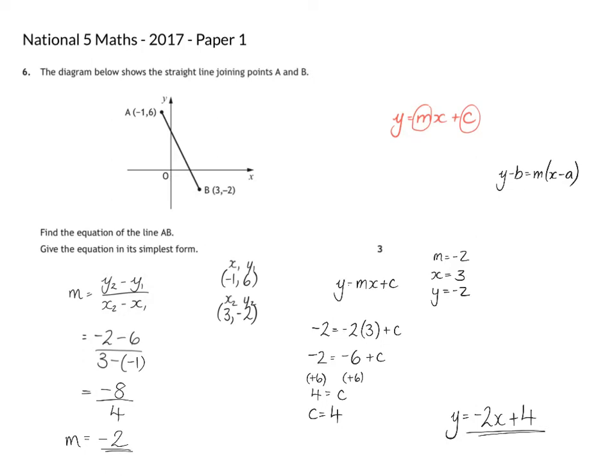Okay, so using the method we have here, we get our first mark for finding our gradient, so either of those two bits there. We get our second mark for substituting into here to find c, and then our last mark is for writing it as y equals -2x plus 4.